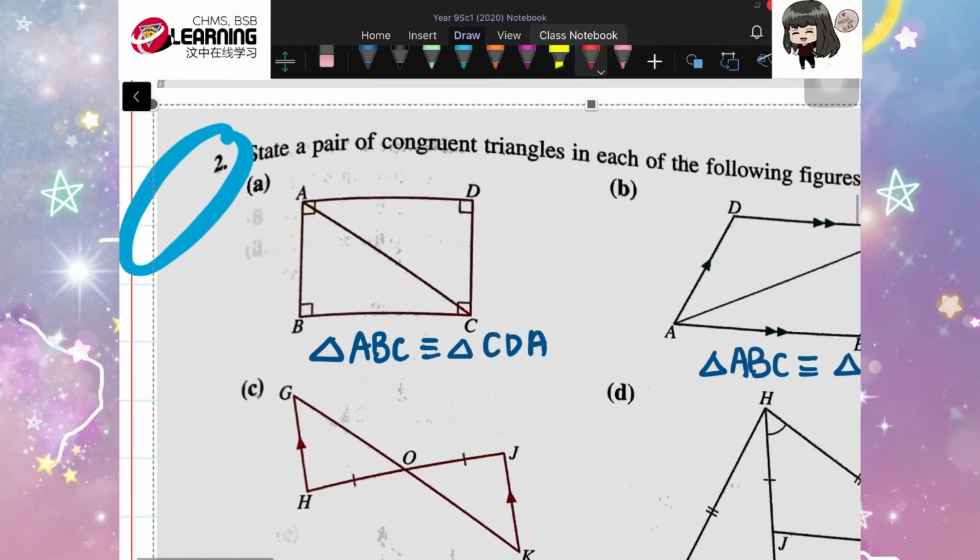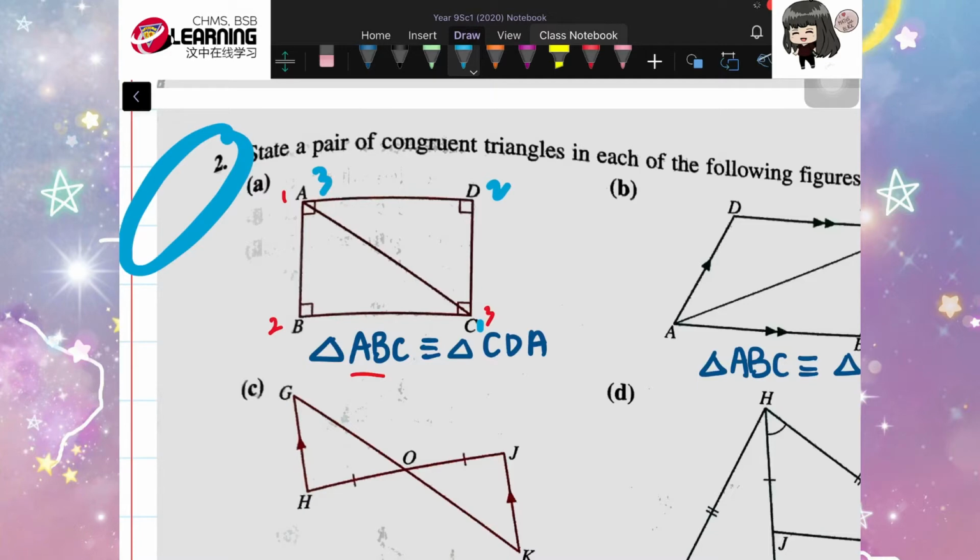We can see this triangle ABC. This is your first, second and third. So ABC will be congruent with CDA. Remember the order is very important. A, B, C, first, second, third, is congruent. You look at the sign here, it's congruent to the triangle, the symbol of triangle.